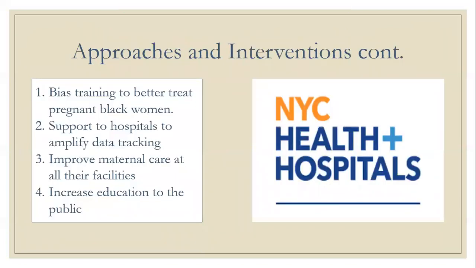Next, there's the approach that was implemented by New York City Health and Hospitals. New York City invested over $12 million into this 5-year plan in order to encourage necessary providers to take bias training to better treat pregnant Black women who were their patients, and also to provide support to hospitals in order to amplify data tracking and analysis so that the quality of care can get better and that also preventable complications can decrease. And then to improve maternal care at all of their facilities and to increase education to the public alongside community-based organizations.